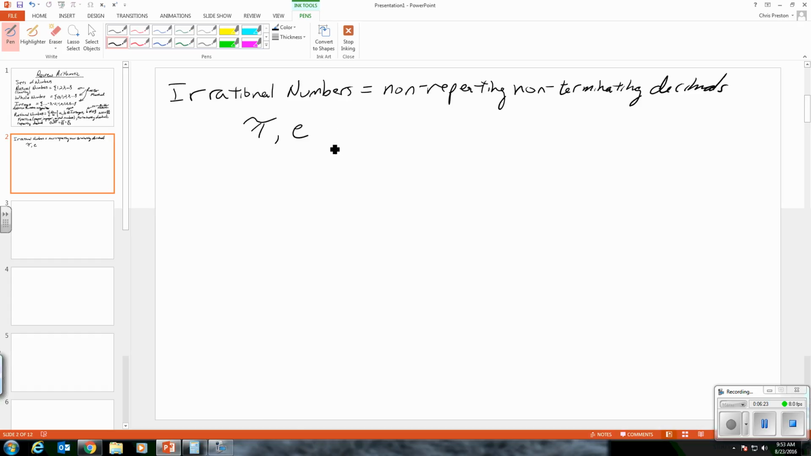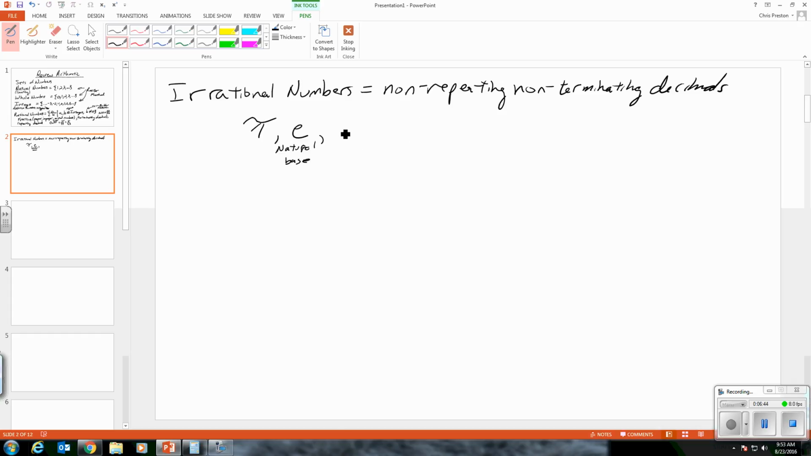There's also a number e. It's 2.7 something. It's called a natural base. Pi is often used with circular situations. So pi is the ratio of the circumference to the diameter of a circle. That's what it's defined as.